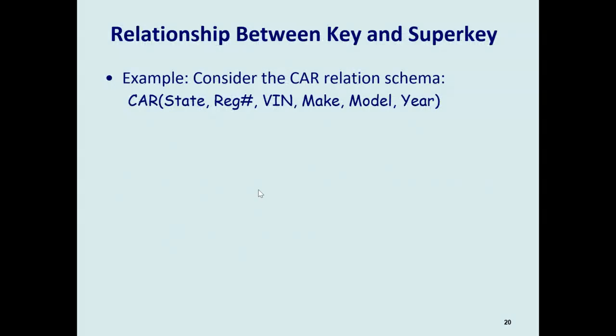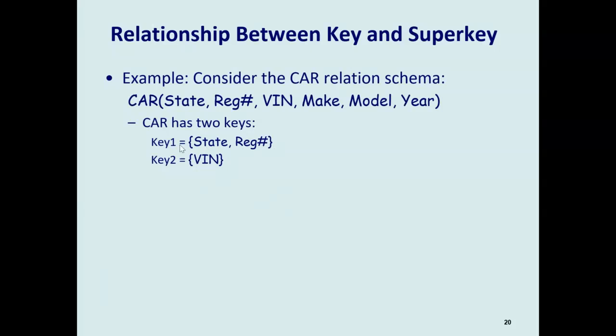Okay, so let's see some example here. Consider the car relation schema. It is used to store the car information, containing the state, registration number. I think that means the state where the car is registered. Then registration number, VIN. This VIN number is considered unique for every car, right? And the make, model, and year. Assume that this car relation has two keys: state with registration number, and VIN.